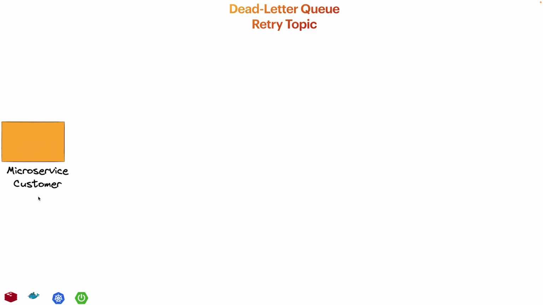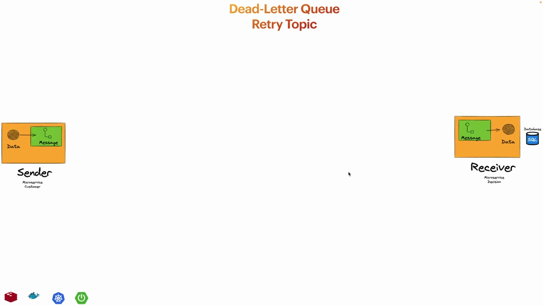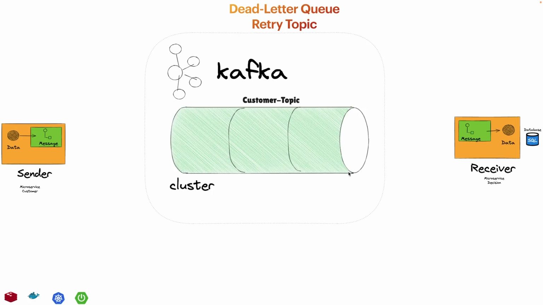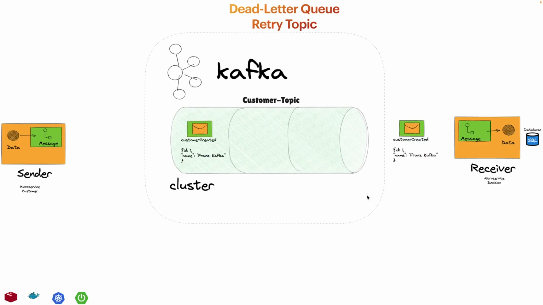So let's suppose that we have here our customer microservice, and on the other hand, we have the decision microservice. Both microservices communicate with each other by sending messages. We choose Apache Kafka as our message broker. Now, the customer microservice produces a message to an Apache Kafka topic. Now, the decision microservice, which is the consumer, consumes and processes these messages. So this is the happy path and everything is okay.